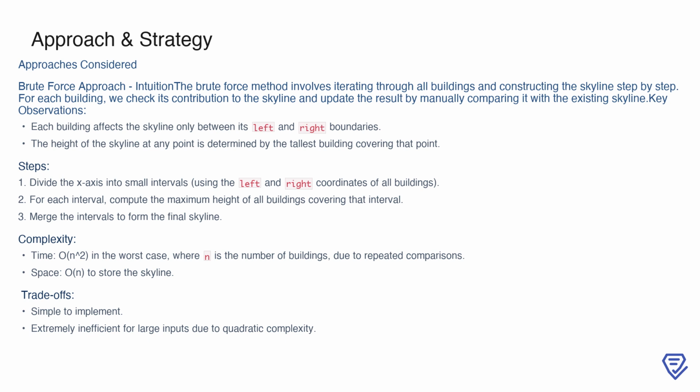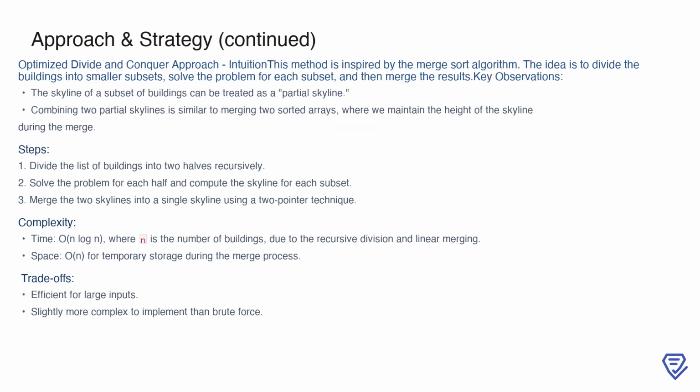While this method is straightforward to implement, it has significant inefficiencies. Specifically, the time complexity can reach n squared in the worst case due to repeated comparisons, making it unsuitable for large inputs. Although simple, its quadratic complexity is a major trade-off to consider. Now, let's explore the optimized divide and conquer approach, which draws inspiration from the merge sort algorithm.